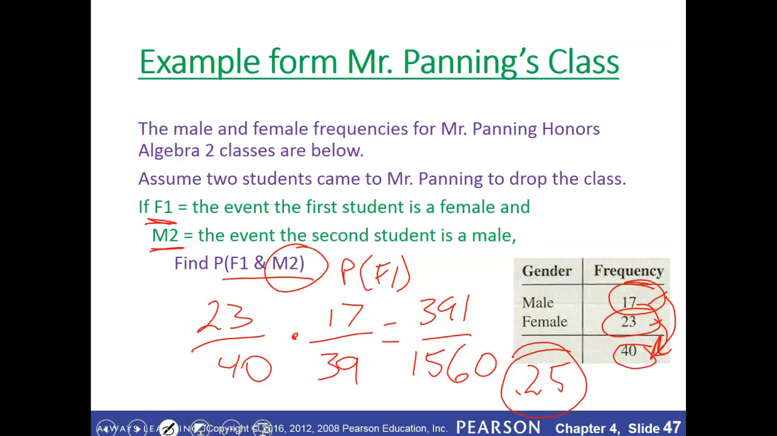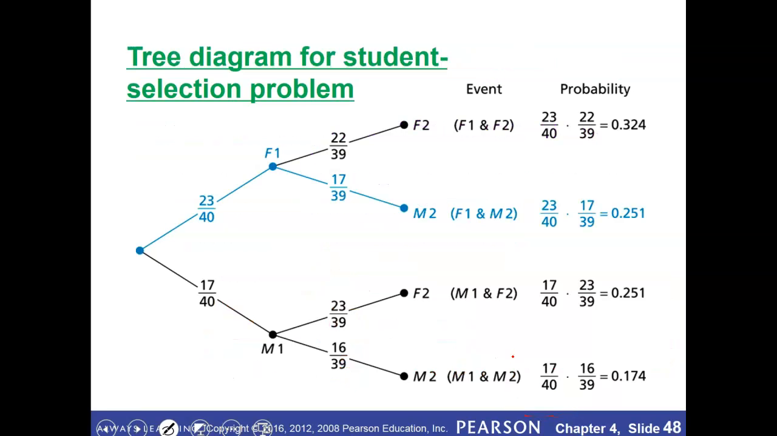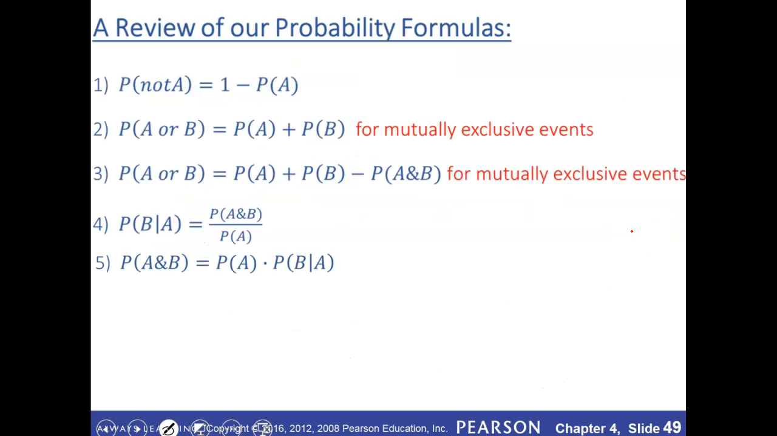So about 25% of the time, the first student would be a female and the second student would be a male. And you can see this diagram kind of helps us figure out what those probabilities are. Remember, the probability that the first student was a female was 23 out of 40. Given that that happened, now we only have 39 students left, so the probability that the second student was a male is only 17 out of 39. And we just multiply those two probabilities together to get close to 25%.